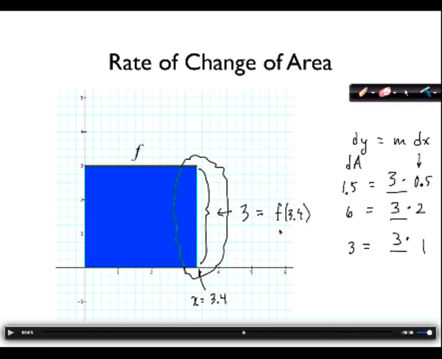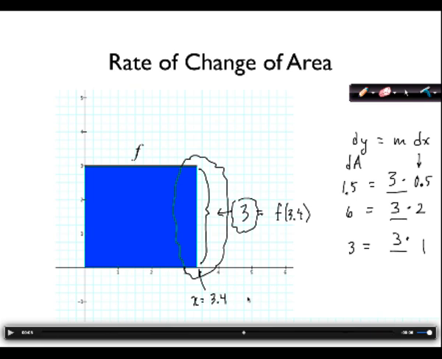So notice, the value of the function, or the distance from the x-axis, f of 3.4, is 3. And what do we say 3 is, relative to this region? The rate of change of area. Huge point here: the rate of change of area is the value of the function at that x value, at least for constant rate of change.